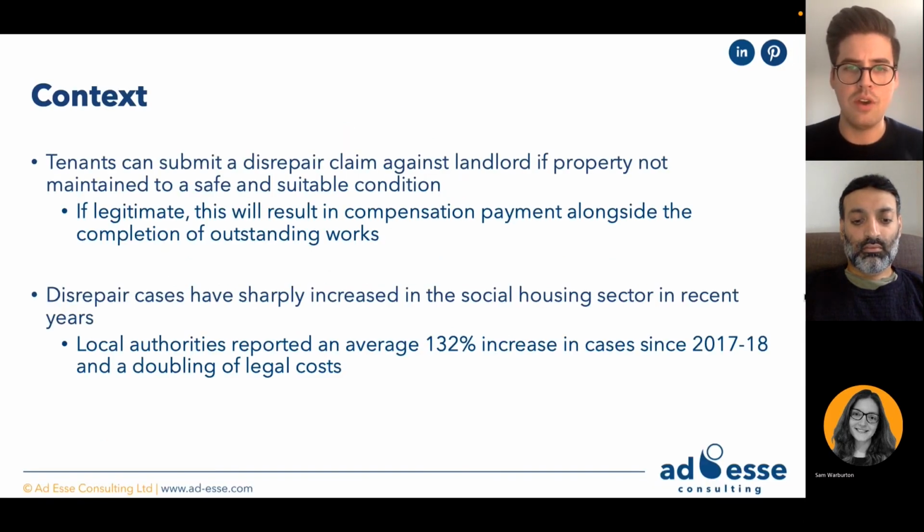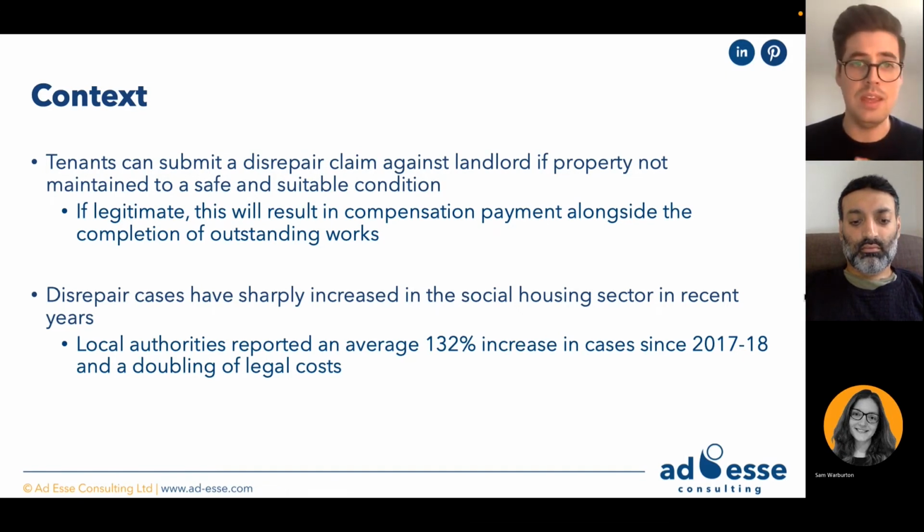But just to first start off with some context around what we mean by disrepairs. So landlords have an obligation to maintain their properties to a safe and suitable condition. And where this isn't done, for example, a responsive repair isn't fully completed and left unattended for a long period of time, then tenants have a right to submit a formal disrepair claim against their landlord.